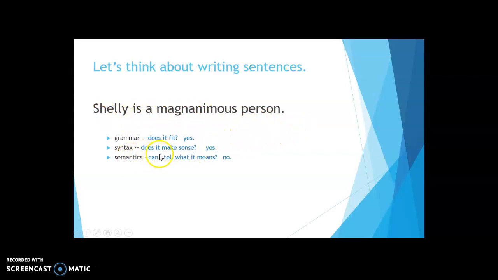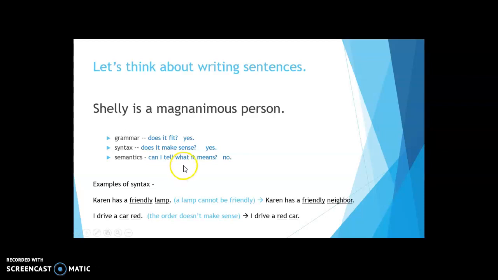Does it have good syntax? Absolutely. I mentioned earlier that in syntax we are talking about the order of words and sometimes how words work, but in this case magnanimous is an adjective that will modify person, so it's telling what kind of person Shelley is, and that makes sense, but I cannot tell what the word means, so it doesn't have good semantics.